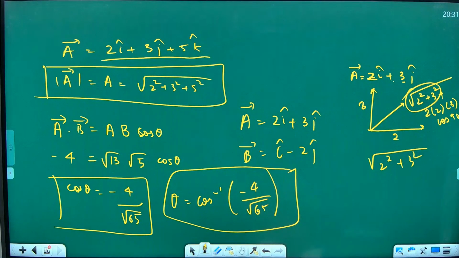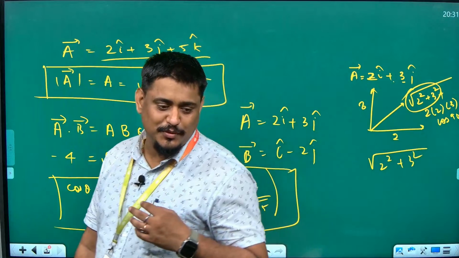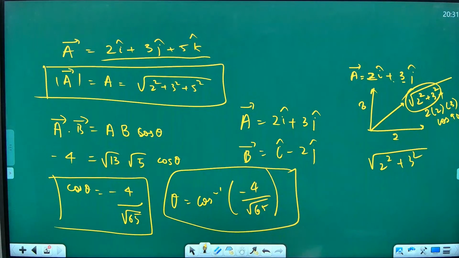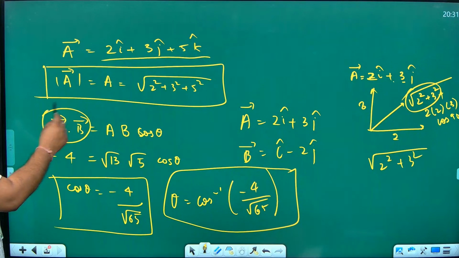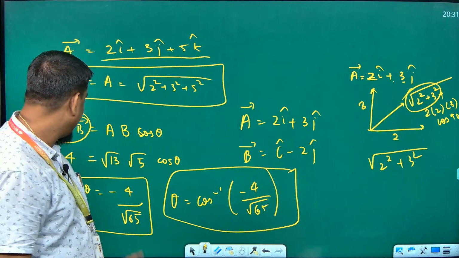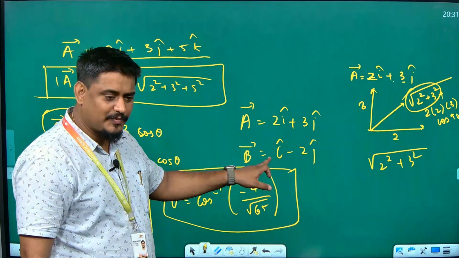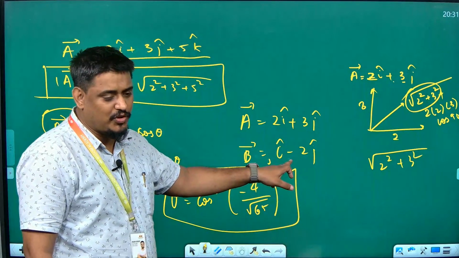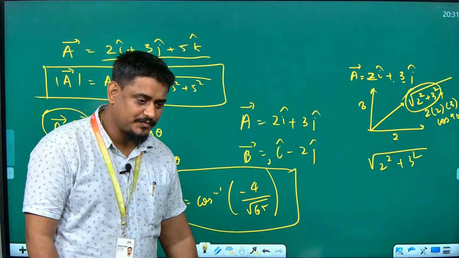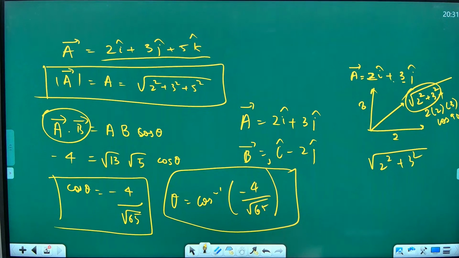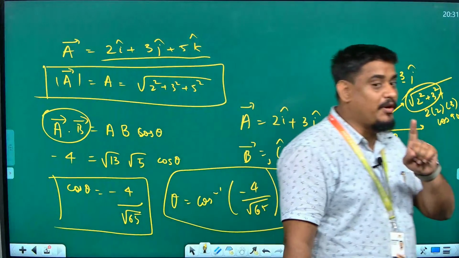Say loudly, how it came, you are asking? A vector dot B, this is how it comes, you are asking. Just now we learnt, no? 2 into 1 is how much? Plus 3 into minus 2 is how much? Minus 6. Minus 6 plus 2 is how much? Minus 4. That's how it came. Did you understand? Okay.